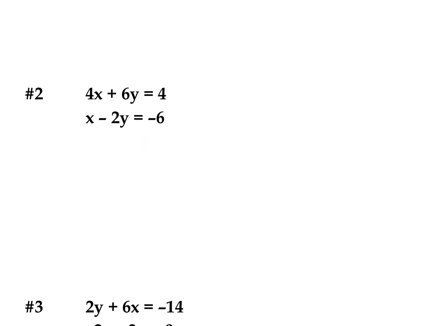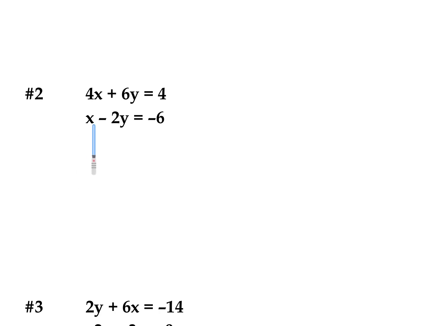Let's see some more systems here and solve those. So we've got a system here of two equations. 4x plus 6y equals 4, and x minus 2y equals negative 6. So in this case, we don't have a variable already by itself. So we need to get one of these equations solved for one of the variables. You can solve either equation for either variable.